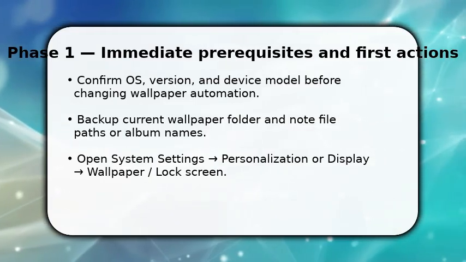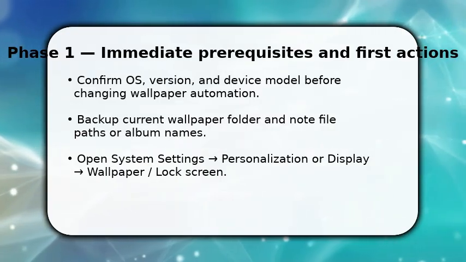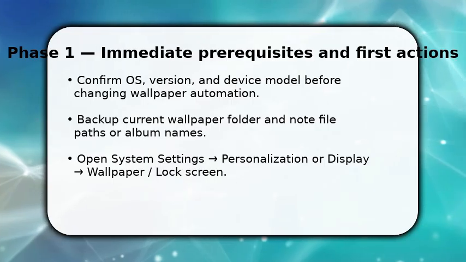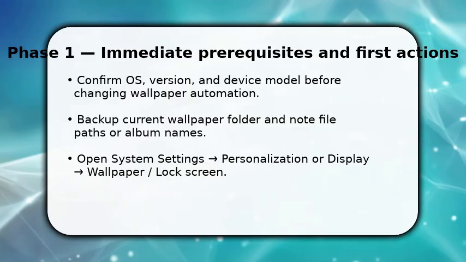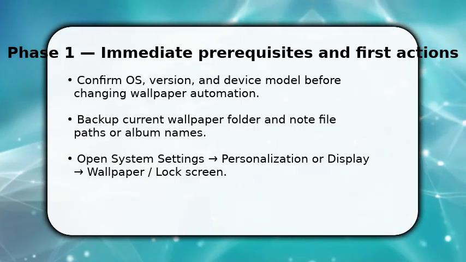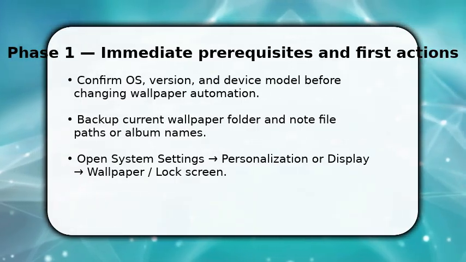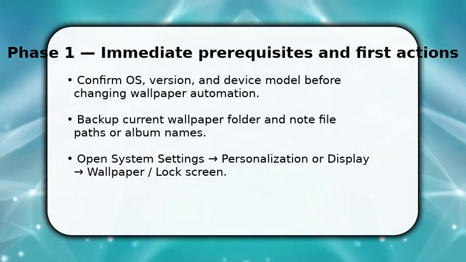You start by confirming your OS and version so the steps you follow match the controls you see. Once done, back up the wallpaper folder or note the album name so you can restore images if needed. Now open Settings, go to Personalization or Display, then Wallpaper or Lock Screen. This puts you at the control panel where Auto Change lives. Make sure you have admin access if required, because some systems restrict scheduled changes to managed accounts.